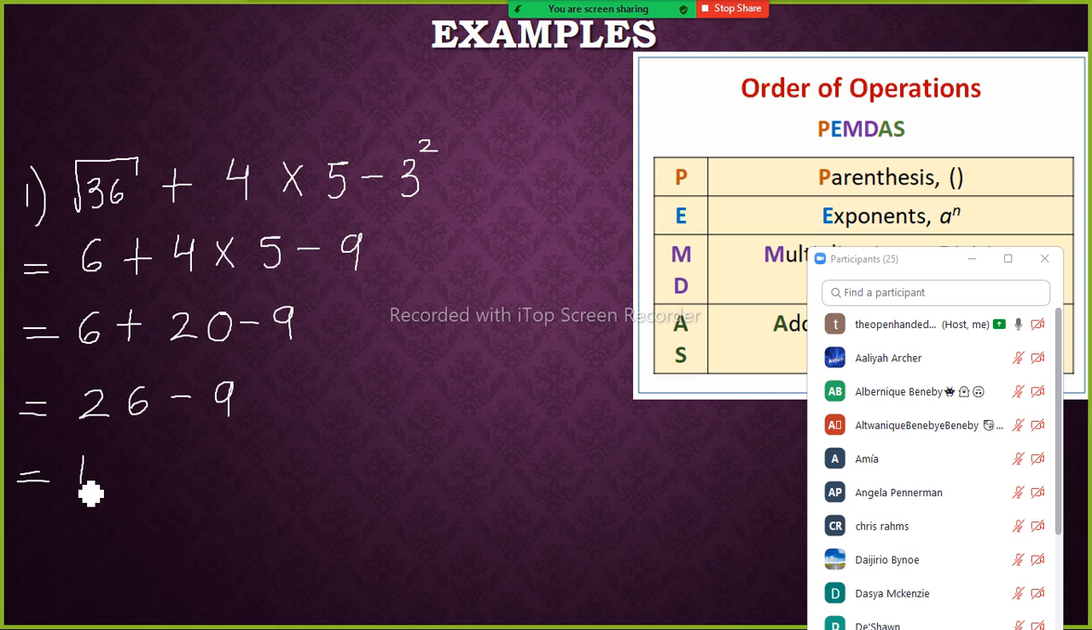So that's how we do this one. The first thing that we do is the exponents, the square root of 36 and 3 squared. The square root of 36 is 6. 3 squared is 9. Then we write them back again. Then we multiply the 4 and the 5, which gives us 20. Then we add 20 and 6, which gives us 26. 26 minus 9 is 17. Okay, let's do another one. If there are no questions on that, let's do another one.